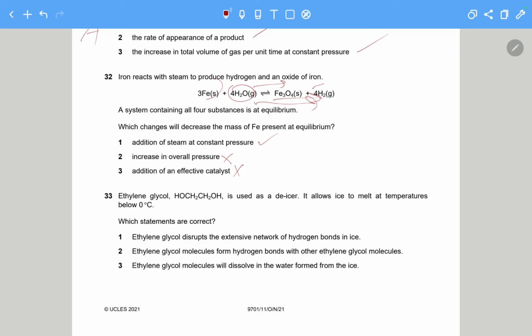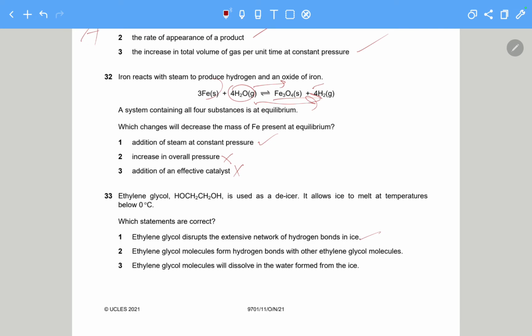Ethylene glycol, HOCH2CH2OH, is used as a deicer. It allows ice to melt at temperatures below 0 degrees Celsius. Okay, which statements are correct? Ethylene glycol disrupts the extensive network of hydrogen bonds in ice. Yes, because if it disrupts the hydrogen bonds, it will be easier to melt the ice, so the ice will melt even before 0 degrees Celsius.